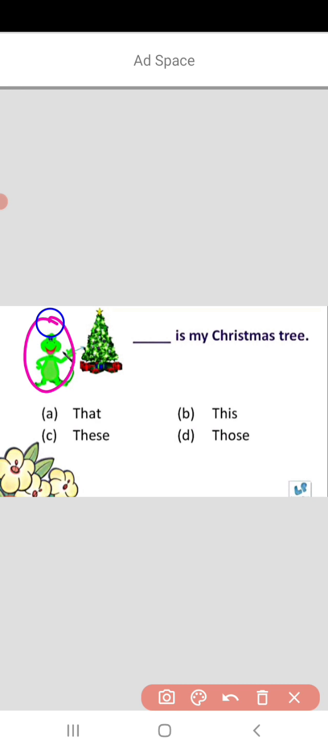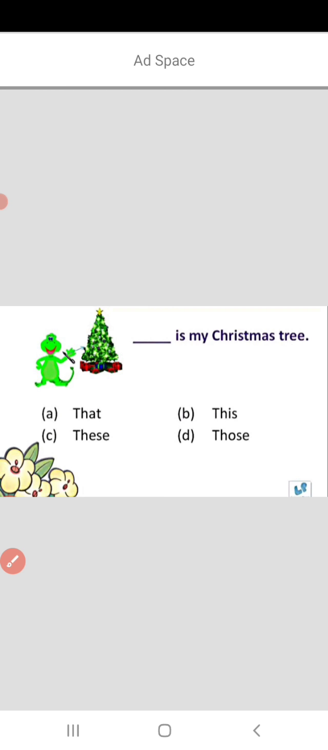The next example, here this is a place where I am standing and the Christmas tree is near to me. So, and it is only one tree. So we will write this. This is my Christmas tree.